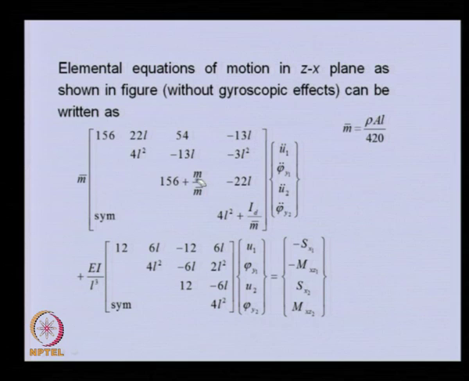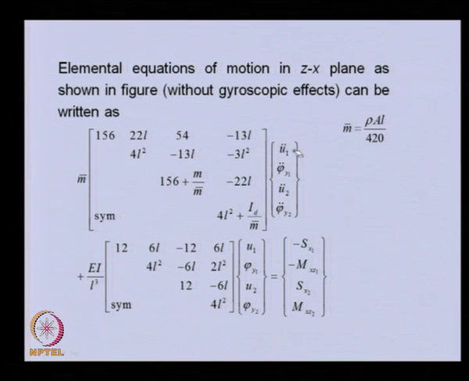You can see the rigid disk at node 2 will contribute not only to the mass but also to the ID. This m has been divided, m bar, because this is common. So if we multiply this, basically this will be m and ID, where m bar is the one coming from the shaft mass matrix. This is the stiffness matrix of the shaft.